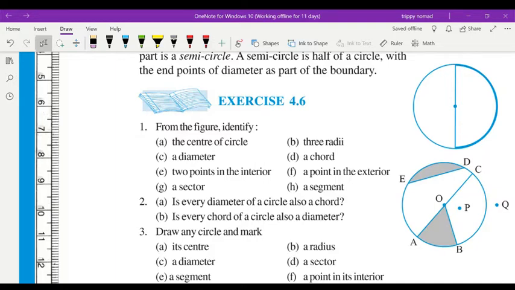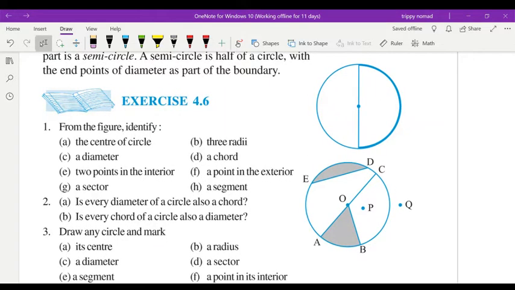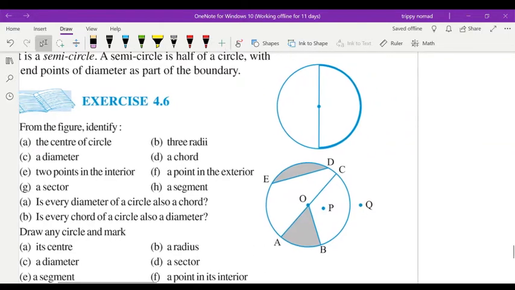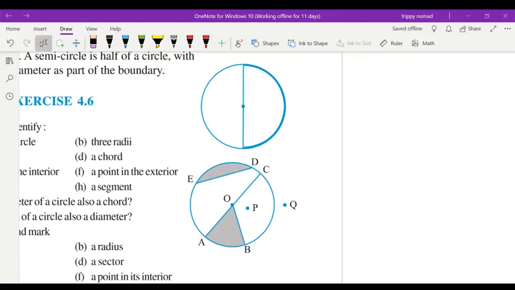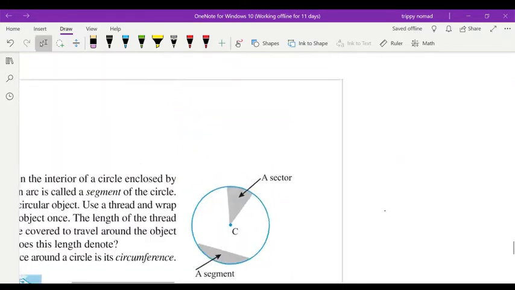Circle all of you have drawn many times, but the applications and the terms related to the circle you will learn in this exercise. Before starting this exercise, let us start with the concepts, the definitions and terms related to this exercise. Okay, so first question, all of you have seen the circle.